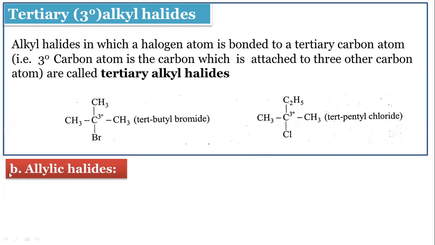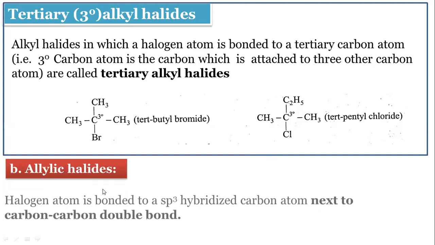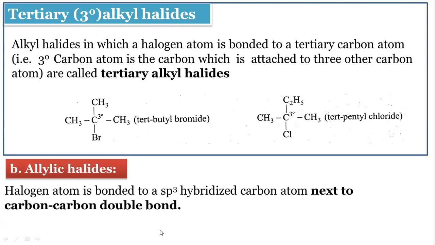Now the second class is allylic halides. Allylic halide means, I will show the example first, then we will understand. See, this halogen is attached to a carbon, and this carbon is attached to a double bonded carbon, meaning a carbon-carbon double bond. If such a structure is there, then it is called allylic halides. Now see the explanation.